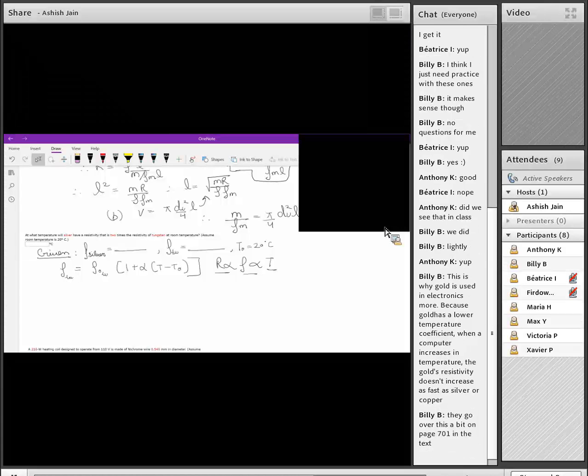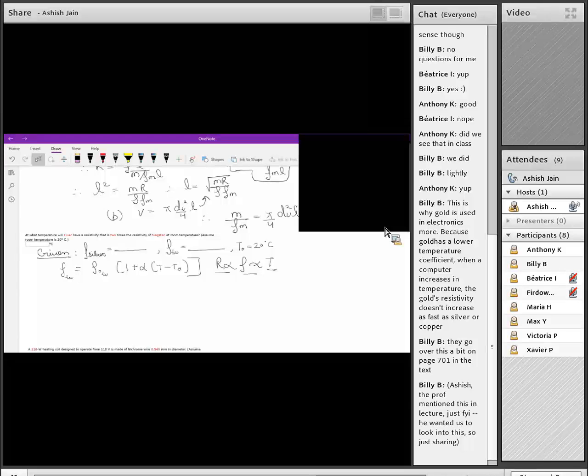This is why gold is used, because gold has a low temperature coefficient. When you increase the temperature, the gold resistivity doesn't increase as fast as silver or copper. Yeah, these are different facts. Silver and gold have the lowest resistivity, and that's why they're used as conductors in your expensive devices and almost all electronic devices. It's okay, you can share the information, and that's good information you're sharing.